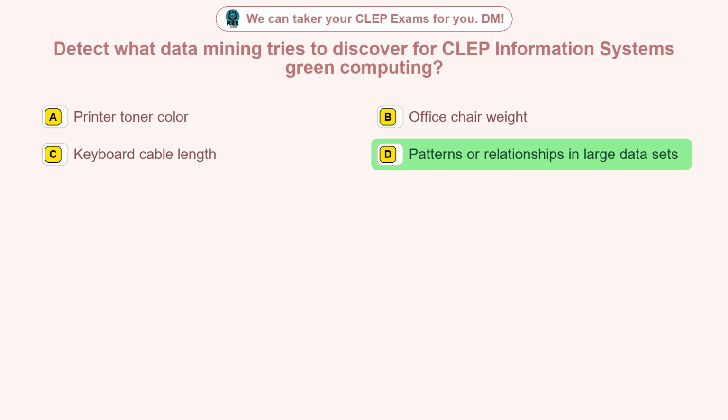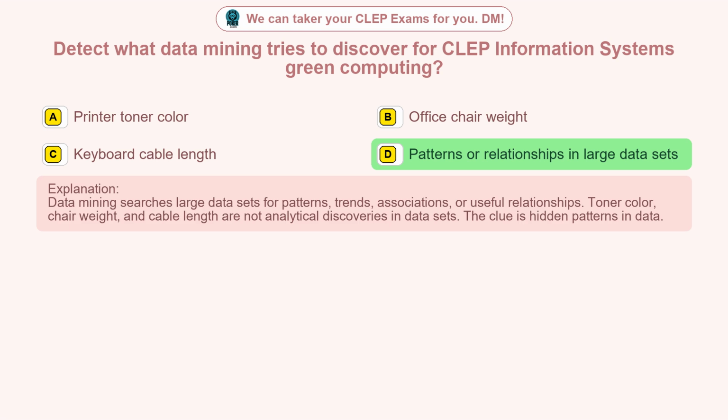The correct answer is option D. Patterns or relationships in large data sets. Data mining searches large data sets for patterns, trends, associations, or useful relationships. Toner color, chair weight, and cable length are not analytical discoveries in data sets. The clue is hidden patterns in data.